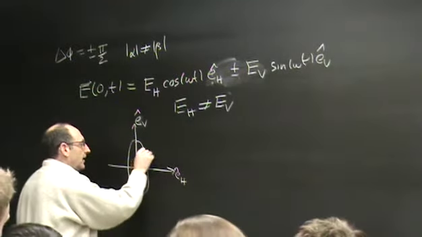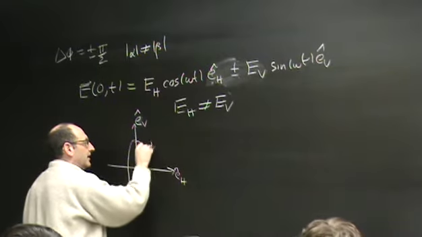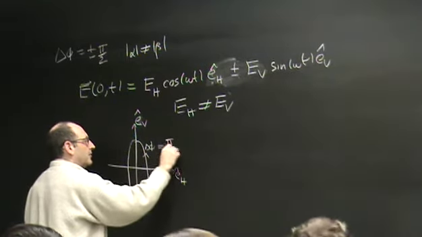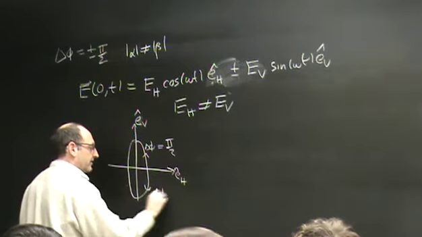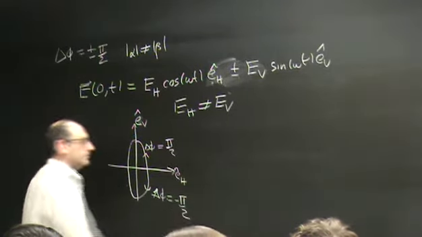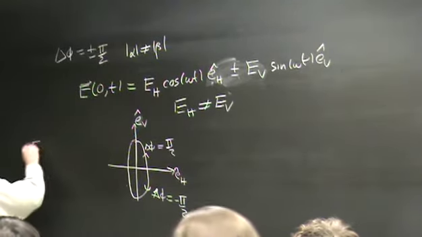And it would go either this way for the phase being pi over 2, and it would go the other way if the phase difference was minus pi over 2. So what do we call this? Elliptical polarization. Boy, we're clever.